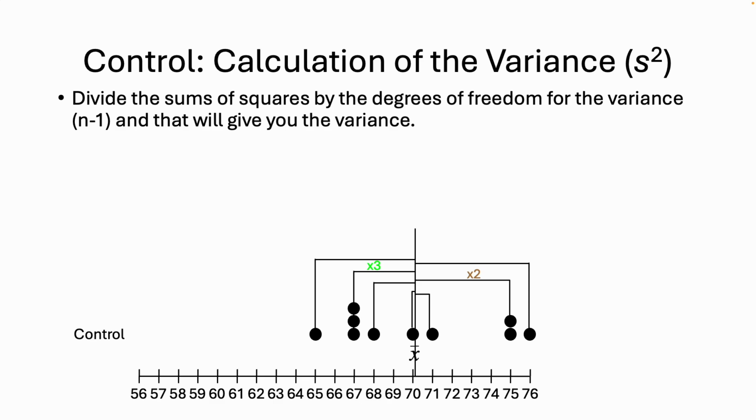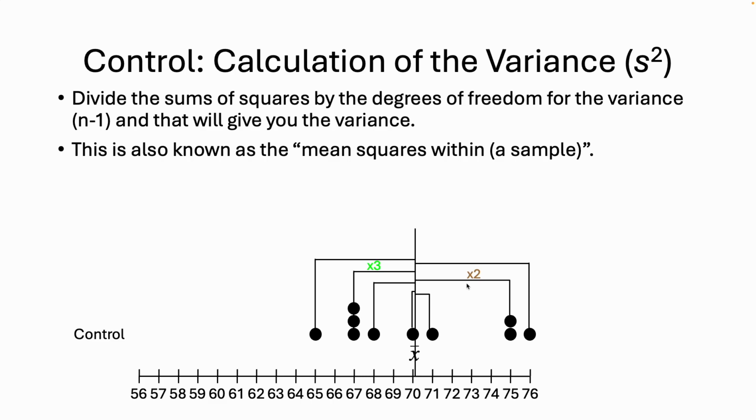When we calculate the variance, we're using an estimate of the mean to give us an estimate of the variance. And so we have a little less confidence in the estimation of the variance, because it itself is estimated on an estimate. And so we reduce the amount of information that we have to the sample size minus 1 to account for that uncertainty. This is known as the mean squares within a sample, and it's a deviation divided by the degrees of freedom, in the same way that the sample mean was adding up all the values divided by the sample size.